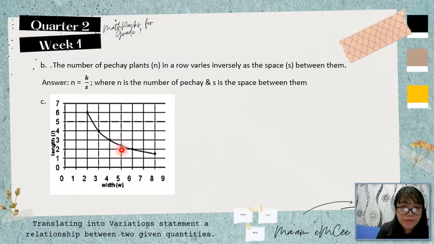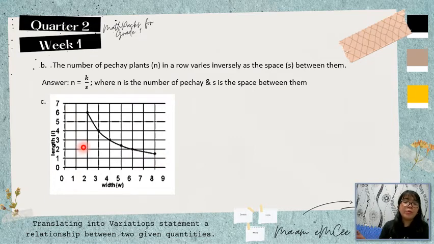If the width is 5, then our length is maybe 2.5 or lesser than that, so maybe 2.3 or 2.4. And then if our width is 6, then our length is 2. If our width is maybe 8, then that would be 1.7 or 1.6 for our length.